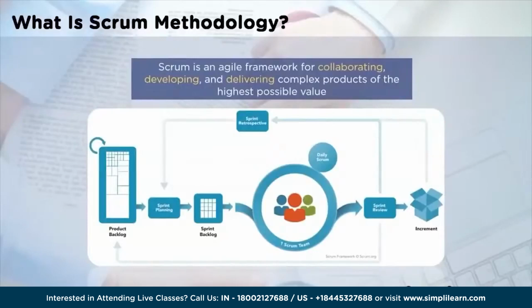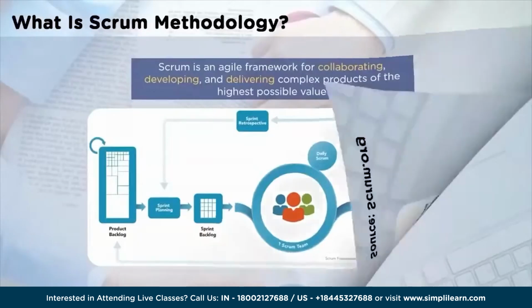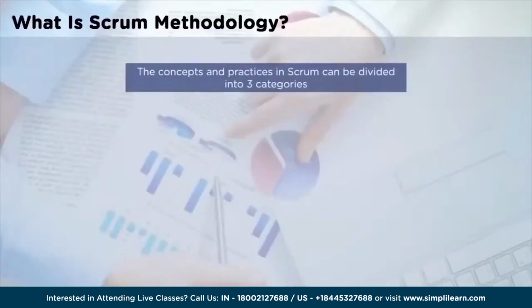Scrum empowers the development team and supports working in small teams like 8 to 10 members. Scrum significantly increases productivity and reduces time. This process enables organizations to adjust smoothly to rapidly changing requirements and produce a product that meets evolving business goals. Okay, so the concepts and practices in Scrum can be divided into 3 categories.